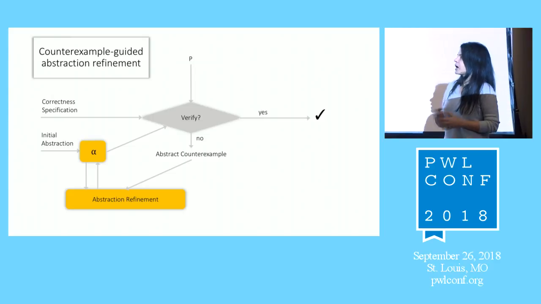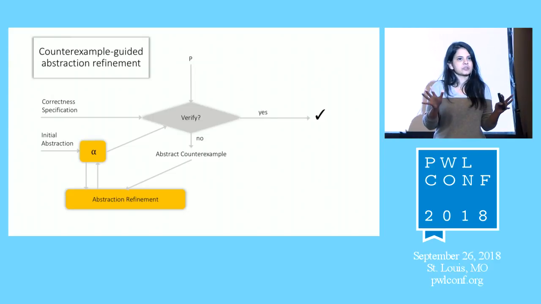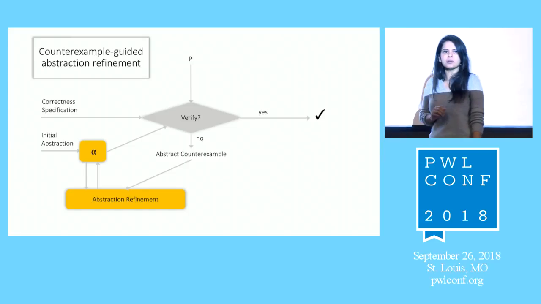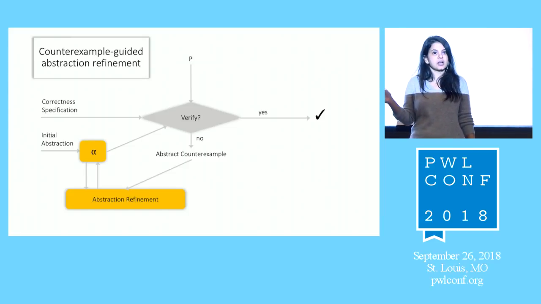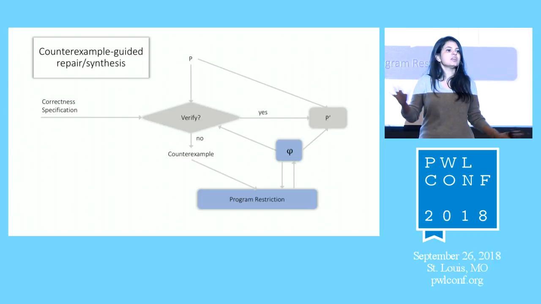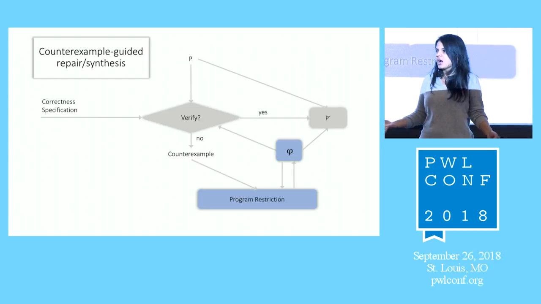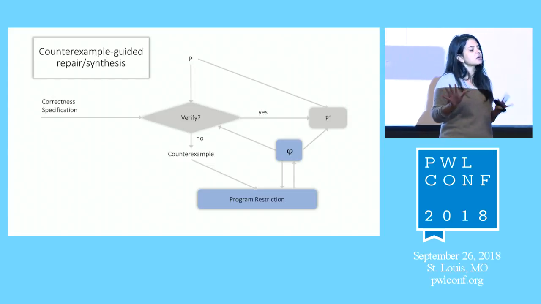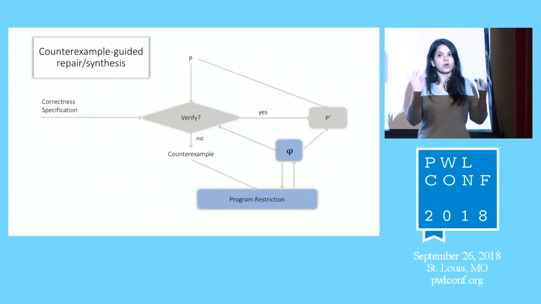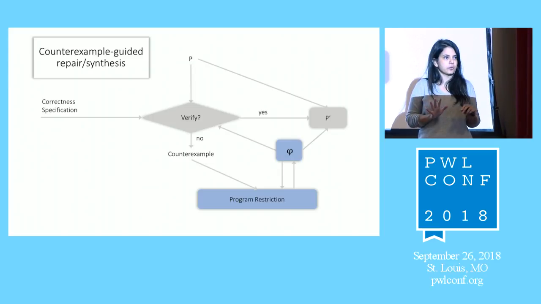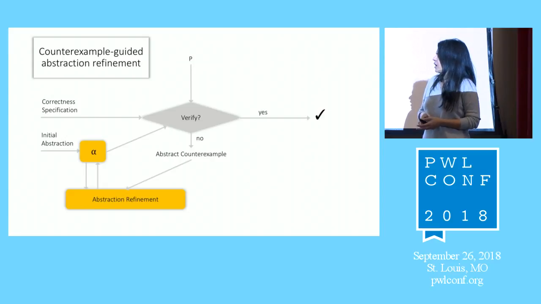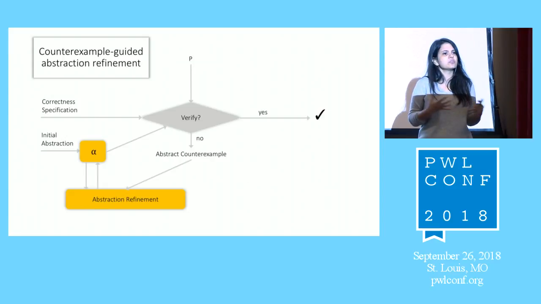Well, you take a program and a correctness specification and some abstraction, which results in a sound over approximation of the program, and try to verify this abstract program. If you succeed, then you're done, because it's an over approximation of all the behaviors of the program. Otherwise, you get what is called an abstract counter-example, which may or may not correspond to a concrete counter-example from the original program. In fact, the counter-example might have arisen because your abstract domain was really coarse.